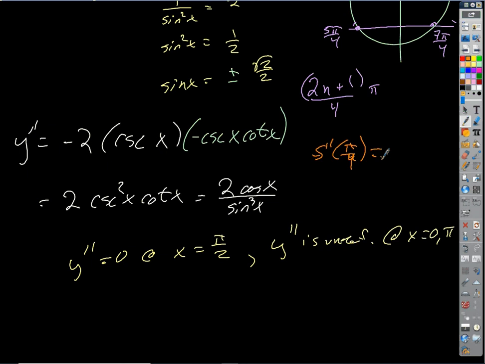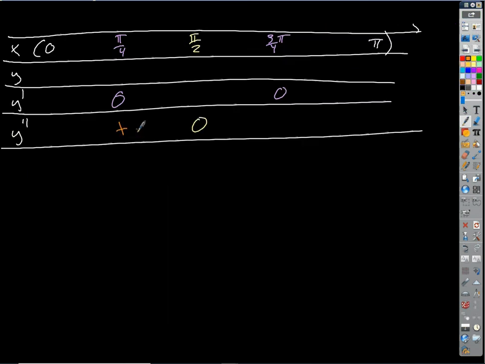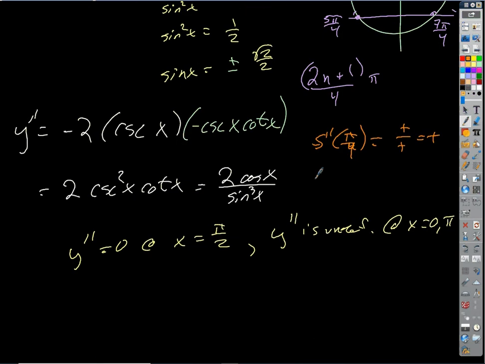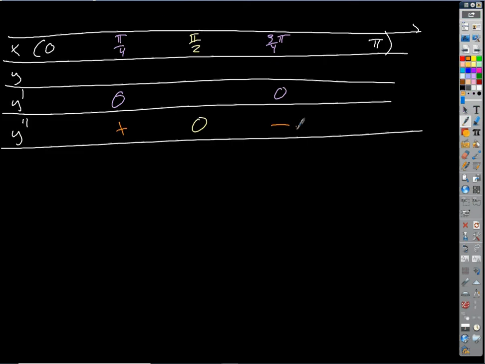In quadrant 1, I'm getting positive over positive, so that's positive. What about quadrant 2? If I do f double prime of 3/4 pi, in quadrant 2, sine is positive, cosine is negative, so I'm getting negative over positive, which is negative. So what is that? That's an inflection point, isn't it? Okay, what about these guys?